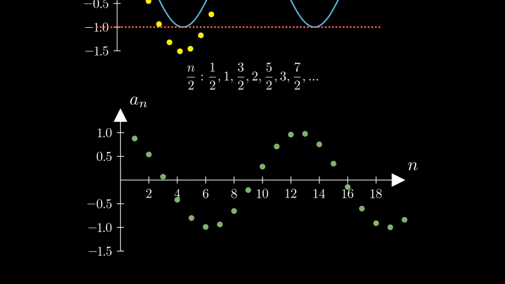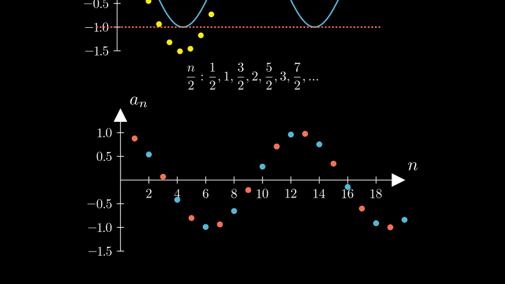Let's analyze why this sequence diverges. First, notice that when n is even, n over 2 is a whole number, so we're taking the cosine of multiples of pi. When n is odd, n over 2 gives us half-integer multiples of pi, resulting in different values. This means our sequence alternates between different values and never settles down to a single limit.